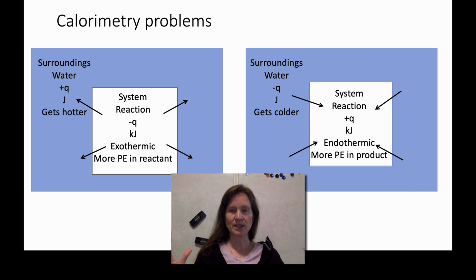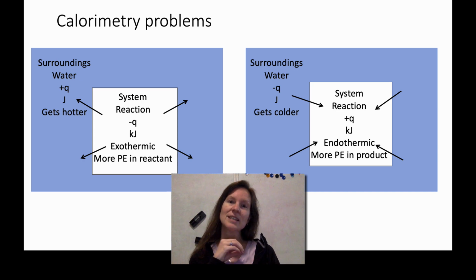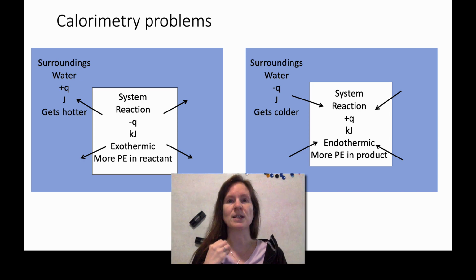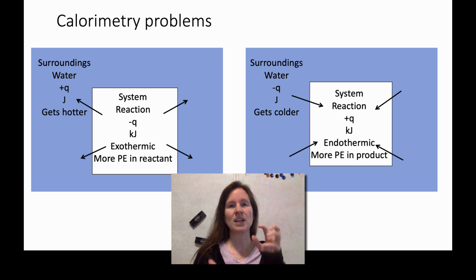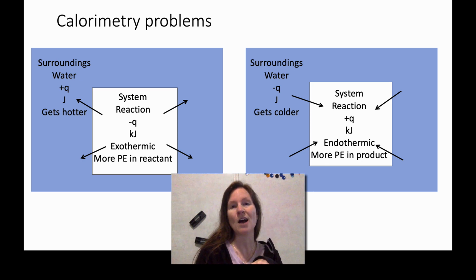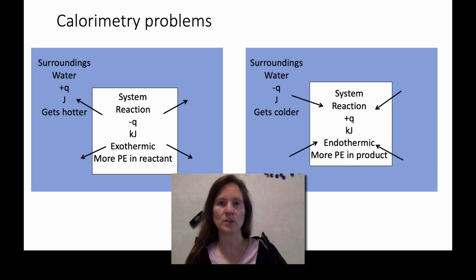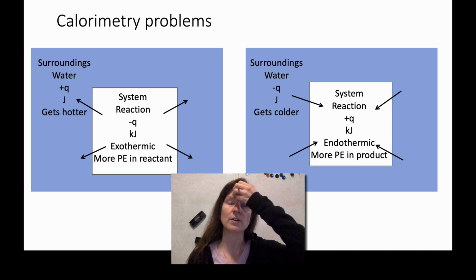Always remember that because I'm using MC delta T for the water, water will be in joules, but the system, because I'm doing thermochemical equations, will be in kilojoules. You will always have to convert. If my reaction gives off, let's say, 5 kilojoules of energy, so negative 5 kilojoules, that means my water is taking in 5,000 joules, positive 5,000. It's just a quick 1,000 conversion to get you from one to the other.